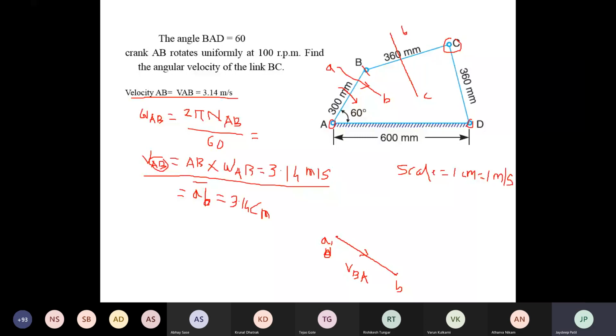Okay, now you have to draw the vector from B which is perpendicular to the link BC. Again, you have to use the ruler and draw the line perpendicular to BC here, and you have to extend it on both sides because we don't know where we will get the C point.